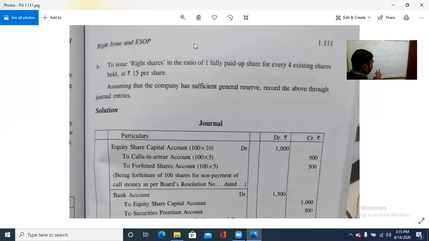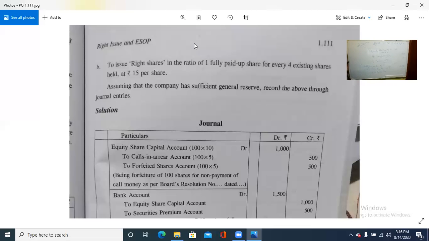എത്രയാണ്? ഓർത്തോണം 5 രൂപ പ്രീമിയം ഉണ്ട്. അപ്പൊ 10 രൂപ ഇതിന്റെ ഇത് അല്ലെ? 10 രൂപ ഇതും. സോ 100 into 15 അല്ലെ? 15 രൂപയ്ക്കല്ലേ? സോ 1,500. Then equity share capital, that is 1,000. To equity share premium it is 500. So the 100 into 10 and 100 into 5.